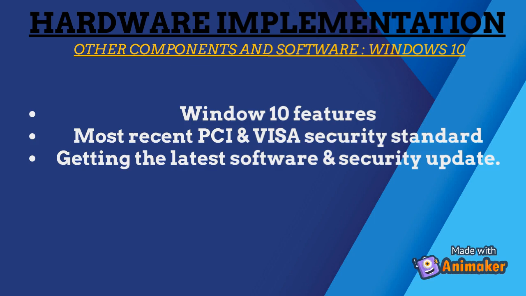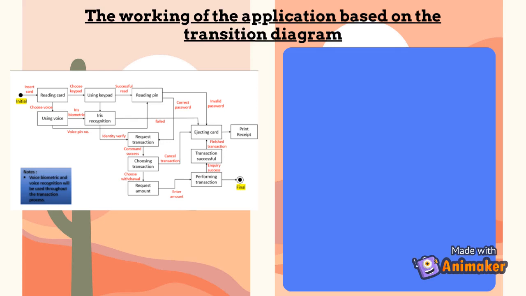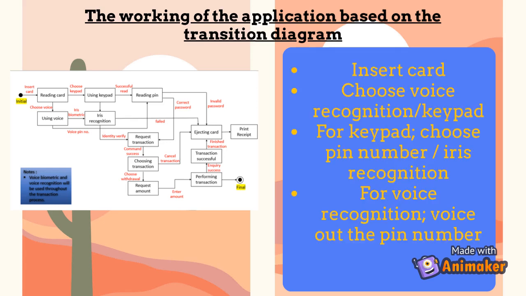This operating system adheres to the most recent PCI and Visa security standards. Lastly, Windows 10 reduces maintenance costs by getting the latest software and security updates. ATMs with outdated software support can be risky and expensive. Now let's move to the next explanation.